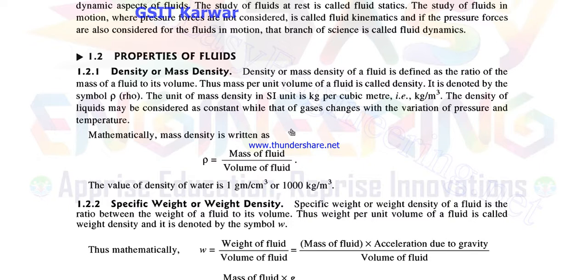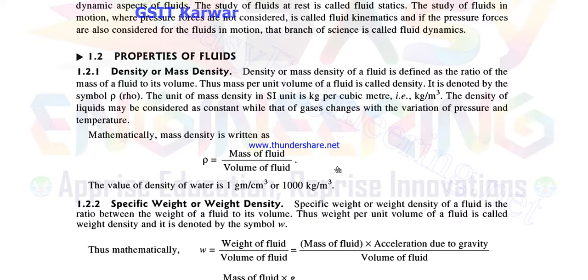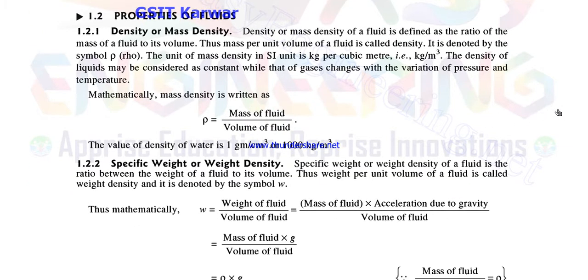The density of liquid may be considered as constant while that of gases changes with the variation of pressure and temperature. Mathematically, mass density is written as rho. Rho is the symbol of density or mass density. Rho is equal to mass of fluid by volume of fluid.